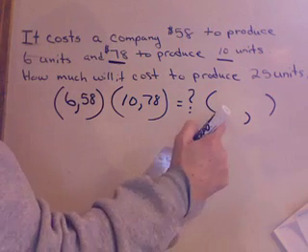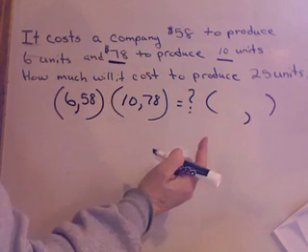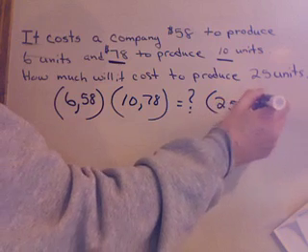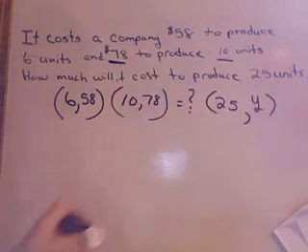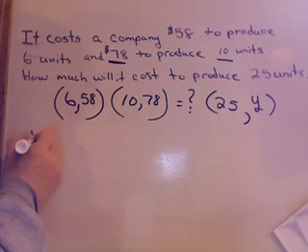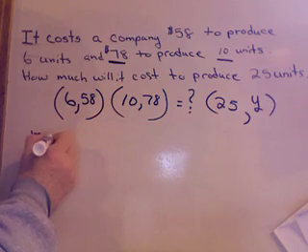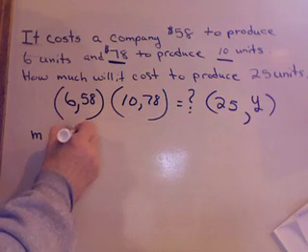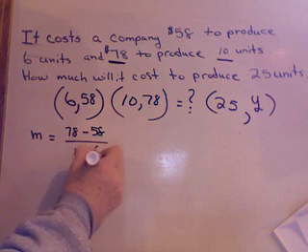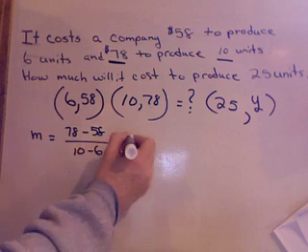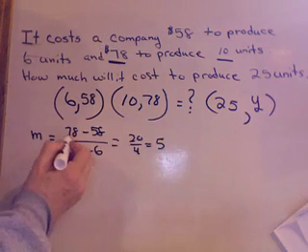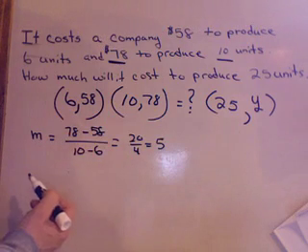Now, does the 25 go in the x spot or the y spot? Right there. And that's what we're going to find, y. So, you know how to find the slope, right? So let's find the slope of these two lines. 78 take away 58, 10 subtract 6. What is the slope? 20 over 4, or 5? Remember, the slope is the change in the y over the change in the x.